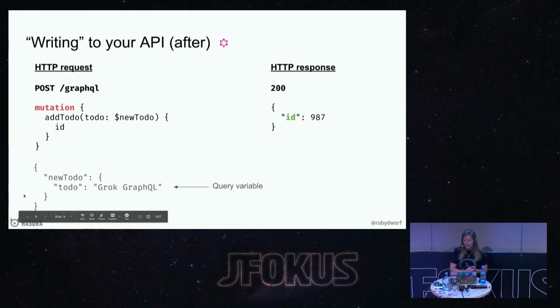Yes, and a mutation of GraphQL always returns something, but it doesn't have to be the ID, like in the example before. It can be anything. I can also return the to-do or anything else that is a field of this table.